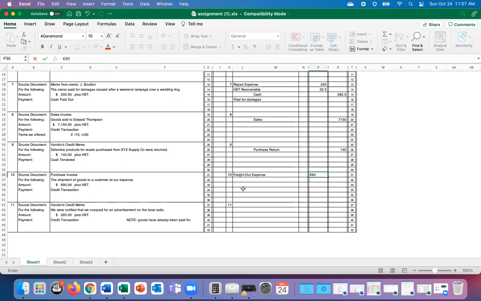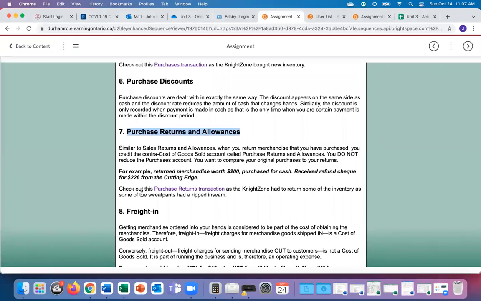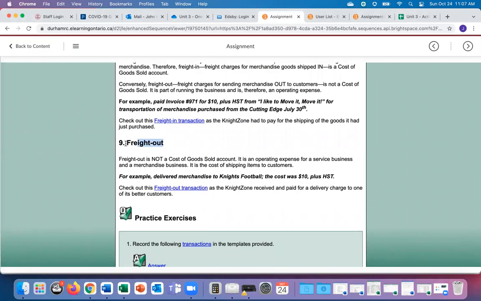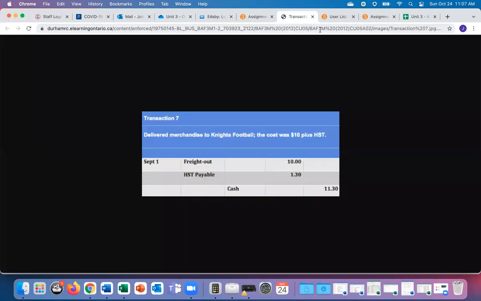All right, and so I'll leave you to do the other 2 accounts that are affected. If you go to the content section, you're going to see a section for freight out. It gives you a little description about that, and then it also gives you an example there.